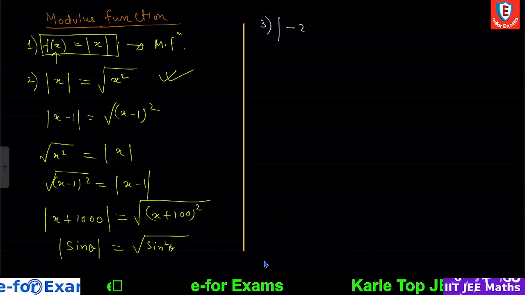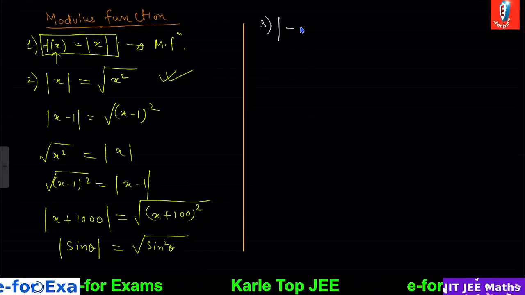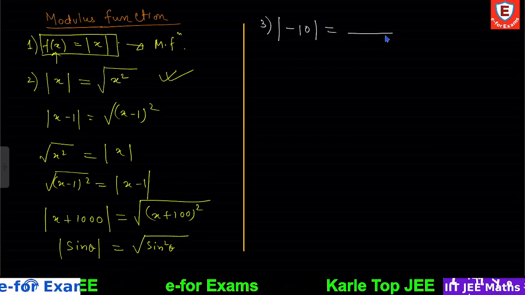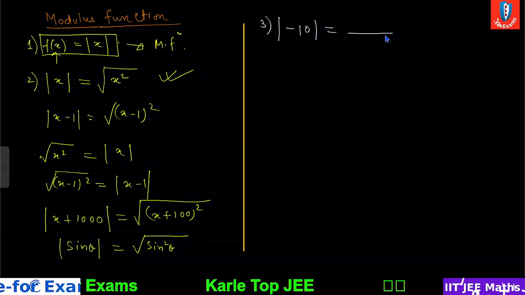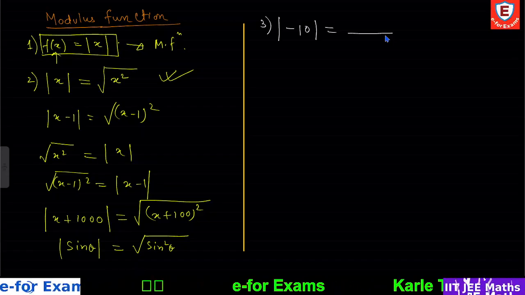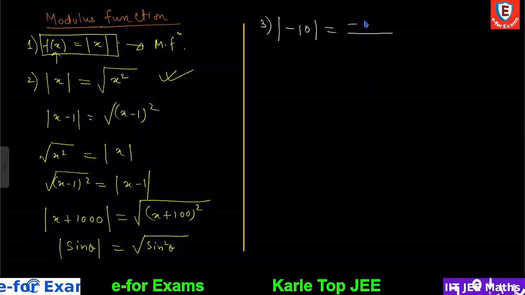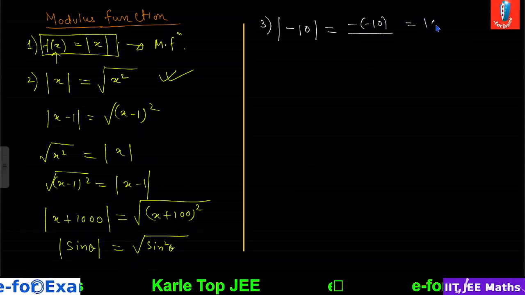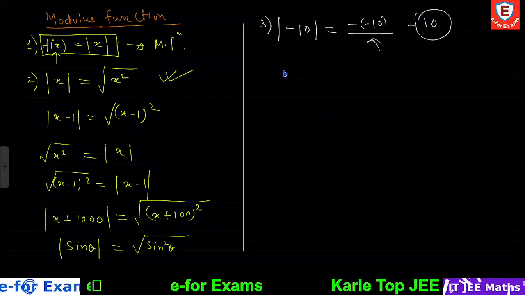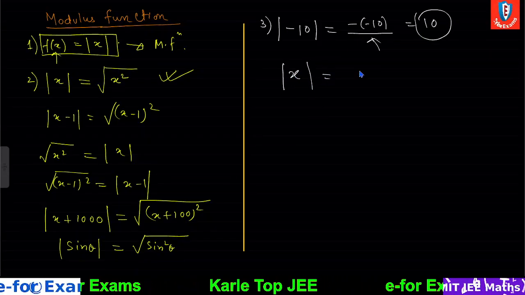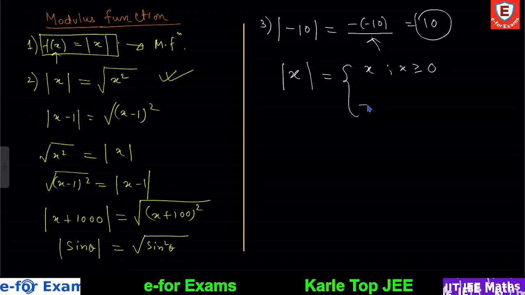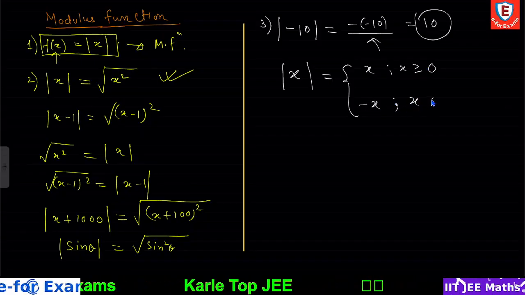Root over minus 10 whole square. What is it equal to? This is minus of minus 10, equal to 10. Not directly 10. We are getting the positive value 10 because of this formula. I told you in the first class that mod of x is equal to x if x is greater than or equal to 0, right? And minus of x if x is less than 0.